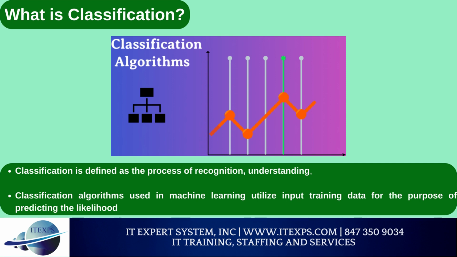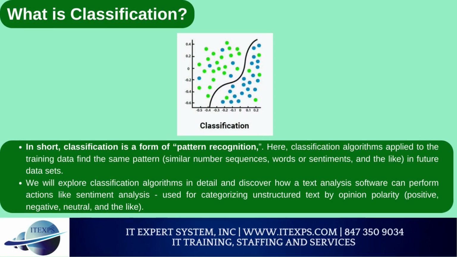One of the most common applications of classification is for filtering emails into spam or non-spam, as used by today's top email service providers. In short, classification is a form of pattern recognition. Here, classification algorithms applied to the training data find the same pattern, similar number sequences, words or sentiments, and the like in future data sets. We will explore classification algorithms in detail, and discover how a text analysis software can perform actions like sentiment analysis used for categorizing unstructured text by opinion polarity: positive, negative, neutral, and the like.